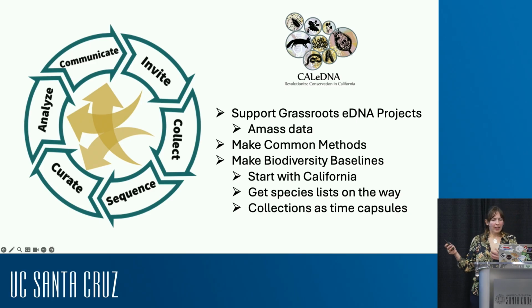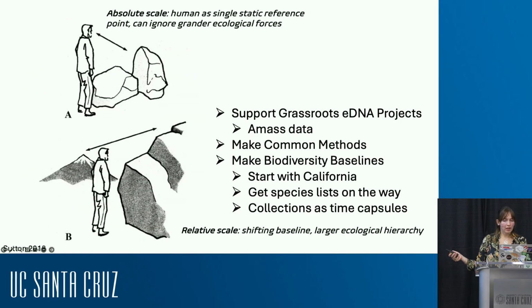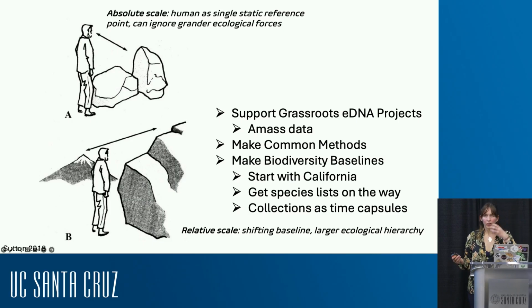All right, so going back to these aims, I'm going to ask you to revisit the baseline goal for CALeDNA with the context of scale. So let's think about two kinds of scale. We've got absolute scale and relative scale. Absolute scale is where the human, or you as some reference point, is a single static reference, and you can ignore those grander ecological forces. So I'm looking at the size of this rock by relating me to this rock. And then there's relative scale, where I'm relating the mountain to this rock.